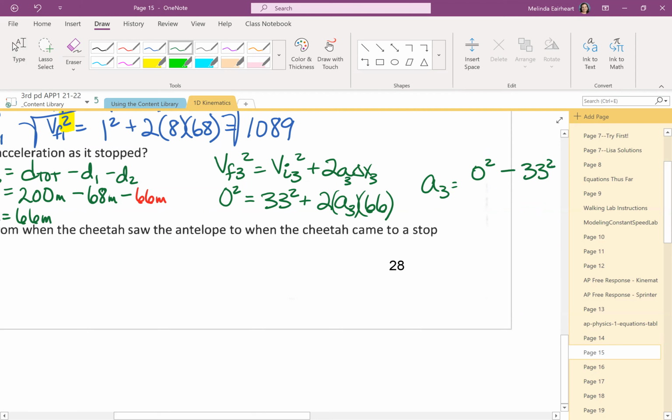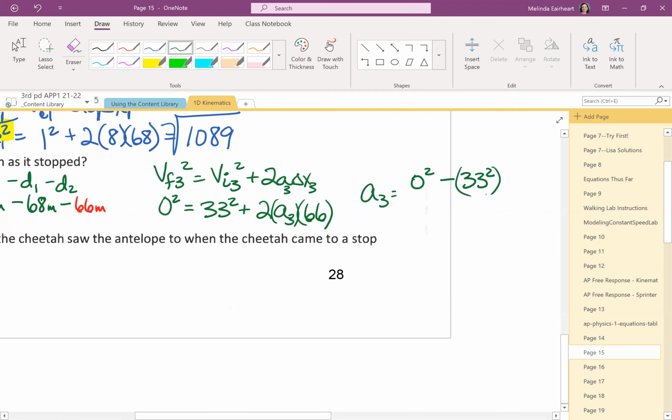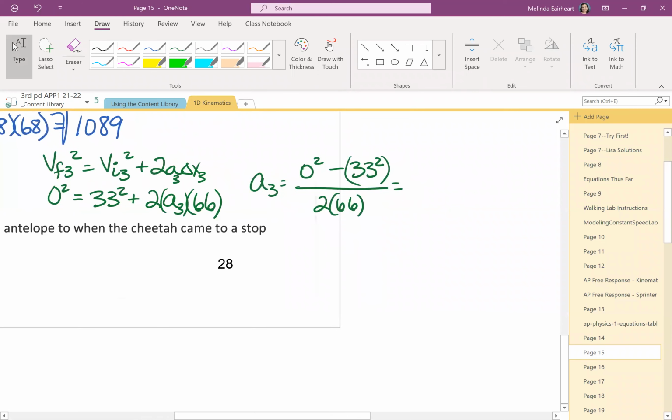Wait, do I square the minus? No, I would square first and then subtract, or know that it should come out a negative acceleration. We're slowing to a stop. And if you square that negative, you get a positive. Now, most students are going to be like, insert negative, but know why, right? So don't square that minus. And then whatever 2 times 66 is will go in the denominator. And so work it out. This one should give you a negative.